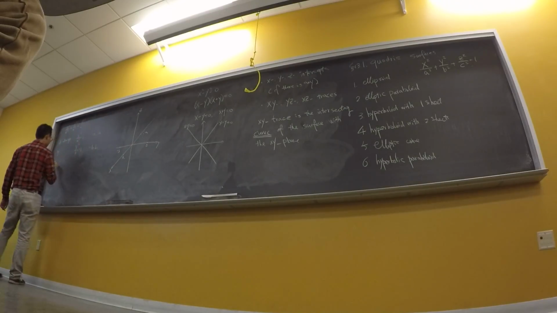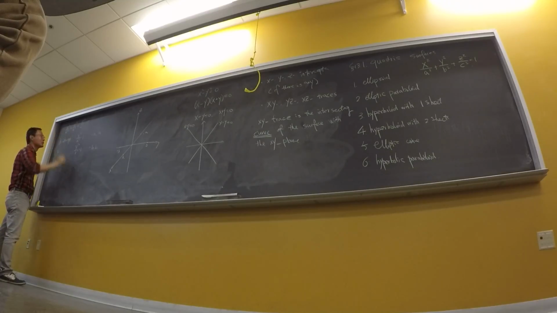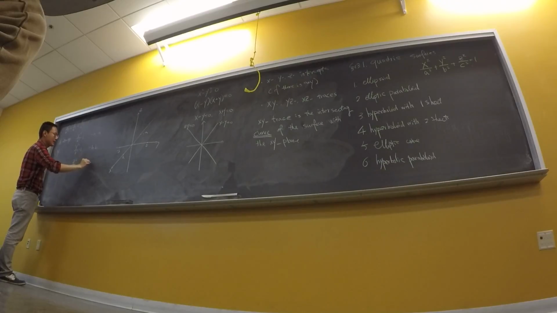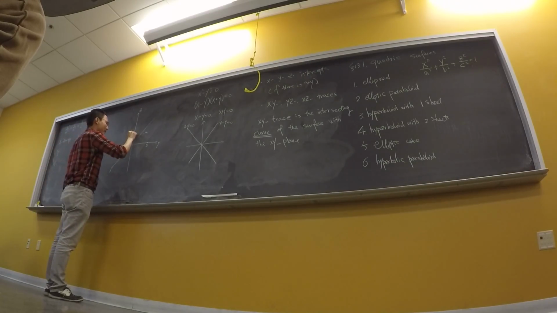And z intersection, we're setting x and y to be 0. So z squared divided by c squared is equal to 1. So minus c and c are the two z intercepts. Minus c and c are right here.